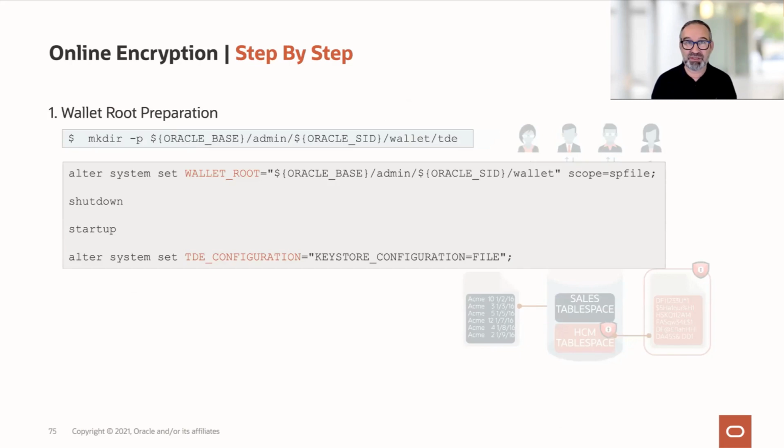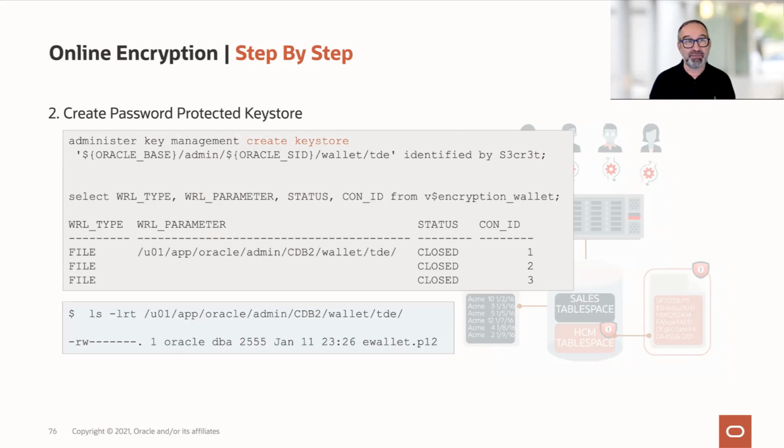Now, when we want to do this, before you really can encrypt a tablespace, a few prep steps are necessary. And I will very quickly go through these steps because I would rather show you this in a quick demo afterwards. We first need to prepare the wallet root, so a directory where the wallet or the keystores go into. We set the init parameter WALLET_ROOT and TDE_CONFIGURATION. Then we create the password protected keystore, which in the old terminology was called a wallet. So we create that, identified by a very secret password here.